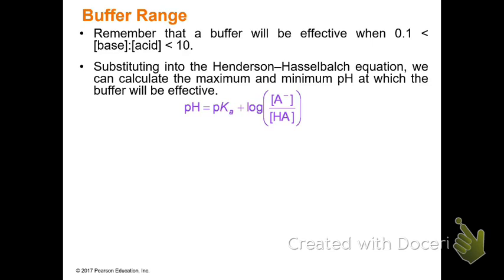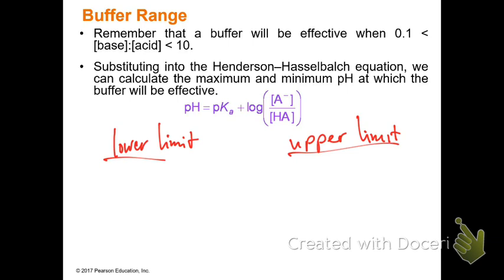Okay, so now let's talk about the buffer's pH range. Remember again that a buffer will be considered effective when the ratio between the base and the acid is between 0.1 and 10. So if we substitute these values into this equation, we can have a lower limit and an upper limit in terms of the pH.